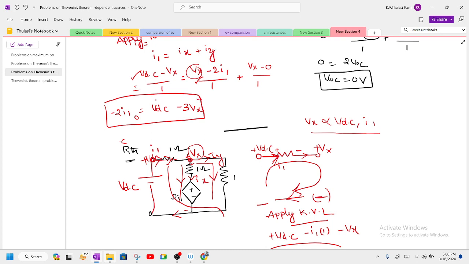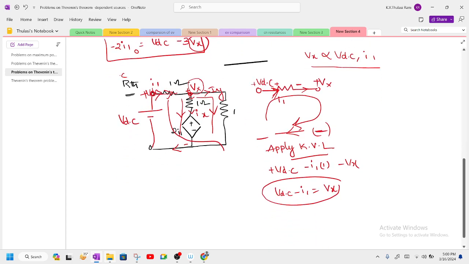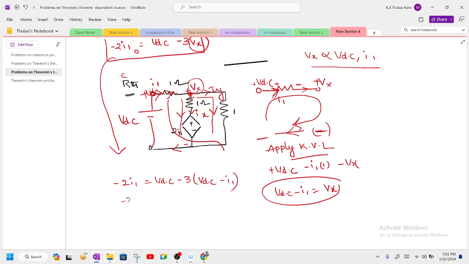From solving this, you are going to get it, and we require the value of Vx. Now you try to substitute this equation. So the resultant equation, from here we are going to solve it. So this is nothing but minus 2 into I1 is equal to VDC minus 3 into Vx, which can be written as VDC minus I1. So from here we get minus 2 into I1, which is VDC minus 3 VDC, minus into minus is plus, which is 3 into I1.